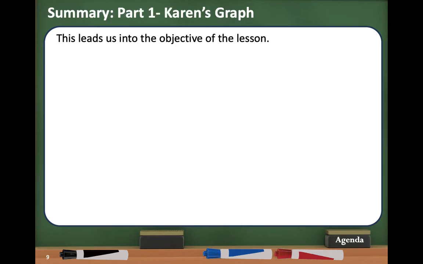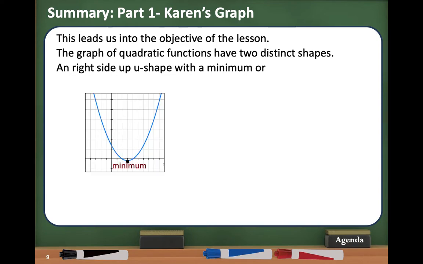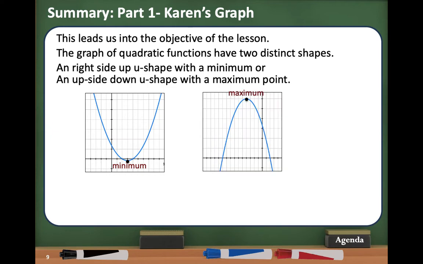So this leads us into the objective of the lesson. The graph of a quadratic function has 2 distinct shapes. It's either a right side up U shape with a minimum, like this, which we just saw in the lesson before this, or an upside down U shape with a maximum point, like so. I like to say, personally, I talk a lot about parabolas that have minimum points or maximums. The book sometimes talks about upside down U or right side up U. As long as you realize a minimum has a U shape and a maximum has an upside down U shape.